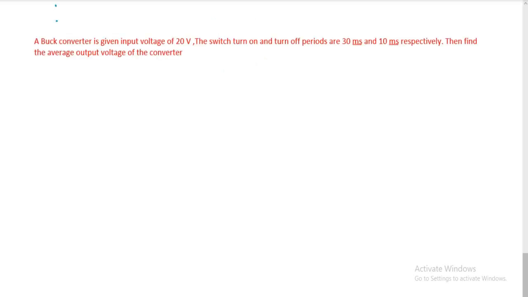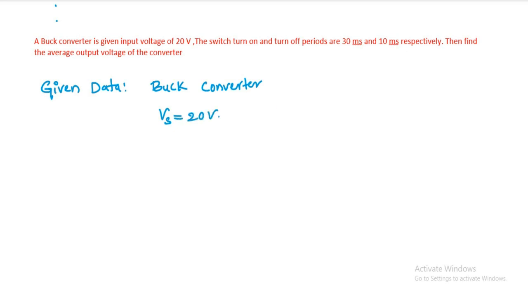Here is the problem. A buck converter is given an input voltage of 20 volts. The switch turn on and turn off periods are 30 milliseconds and 10 milliseconds respectively. Then find the average output voltage of the converter. The given converter is a buck converter, the supply voltage is 20 volts, T on is 30 milliseconds and T off is 10 milliseconds.